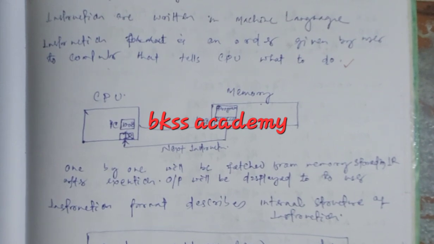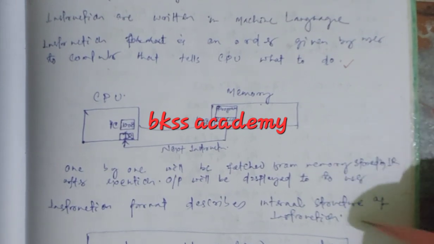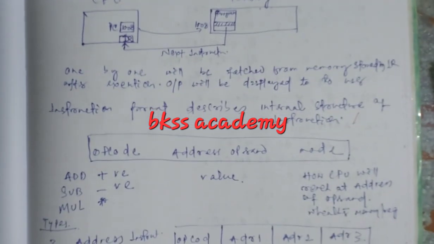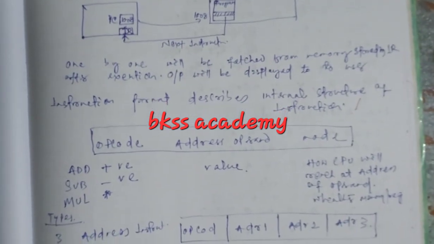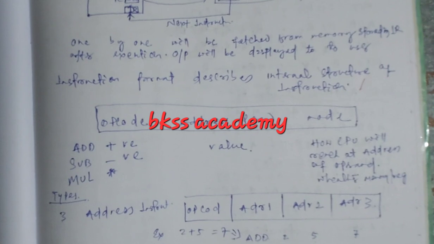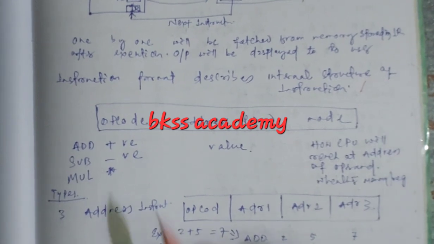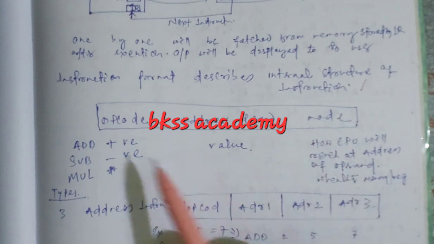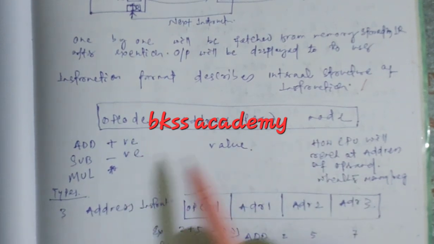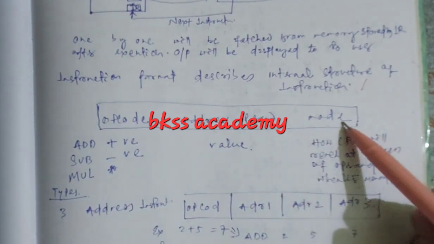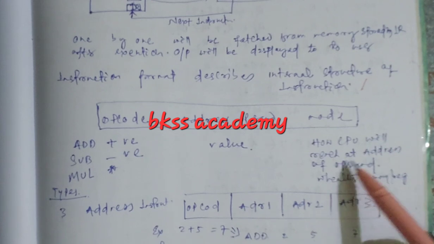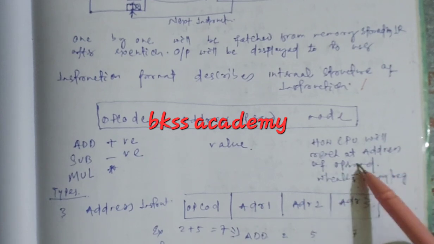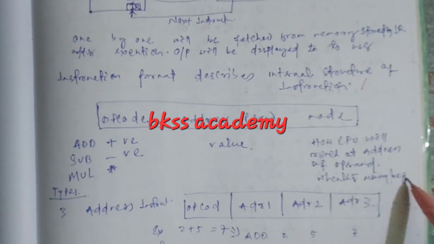Instruction format describes the internal structure of an instruction. That is opcode, address operand, and mode. Opcode means any kind of operation, address operand is the value, and mode is how the CPU will reach the address of the operand, whether memory or register.